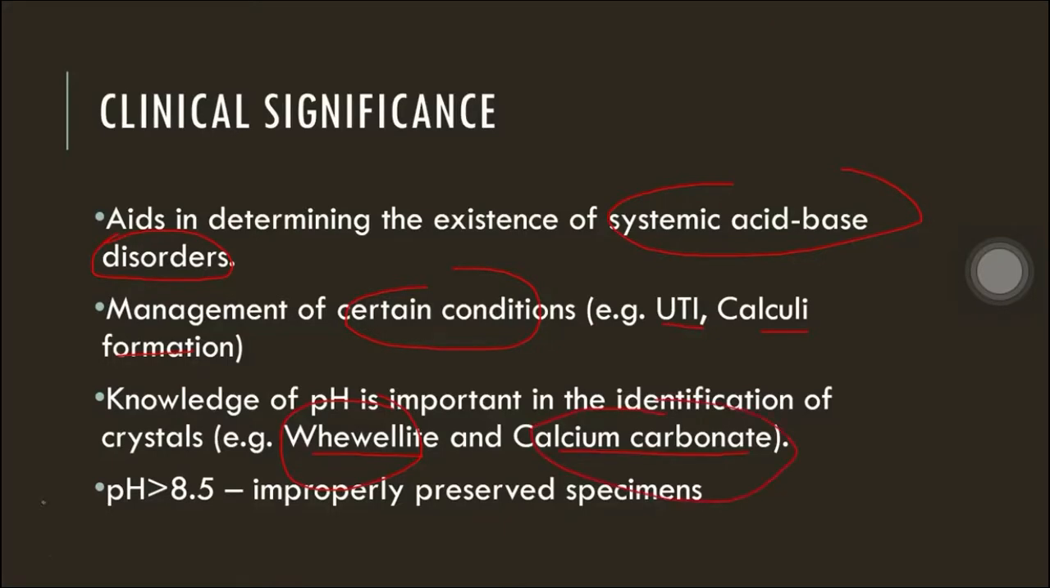Okay. Aside from that, pH can also be used to assess improperly preserved specimens. So for improperly preserved specimens, usually their pH is greater than 8.5. So again, if you remember from earlier, this is part of the pabaon, the increased analytes in non-preserved urine. Okay, so greater than 8.5.